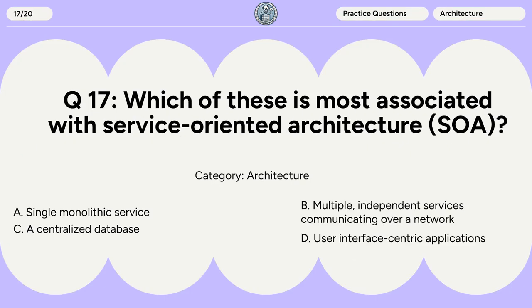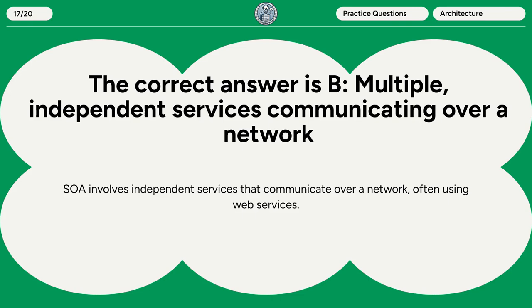Question 17. Which of these is most associated with service-oriented architecture? A. Single monolithic service. B. Multiple, independent services communicating over a network. C. A centralized database. D. User interface-centric applications. The correct answer is B. Multiple, independent services communicating over a network. SOA involves independent services that communicate over a network, often using web services.